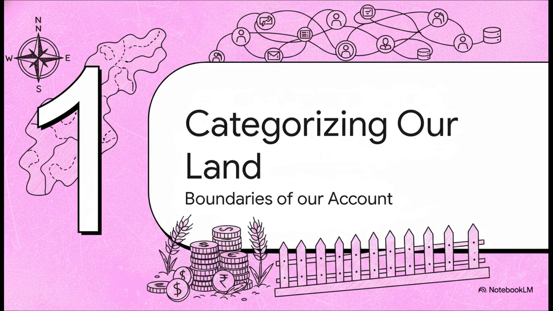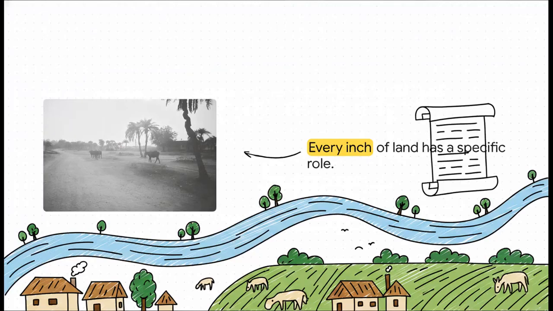Section 1. Categorizing our land. The boundaries of our bank account. To truly grasp how we use our land, we first need to define the boundaries of this finite asset. I mean, how do we categorize something that has to serve over 1 billion people?